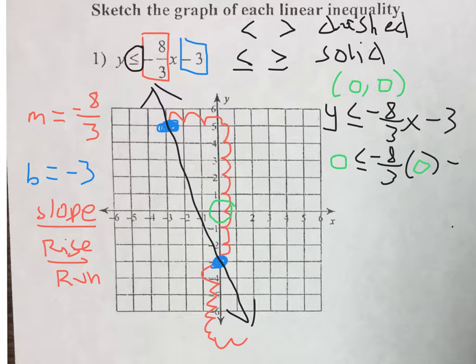And then minus 3. And when you get good at this, you can usually do this in your head, because 0 times anything is 0. So on the left side, you're still left with 0 is less than or equal to negative 8 over 3 times 0, which is just going to be 0. And then you still have minus 3. So now you're left with 0 is less than or equal to 0 minus 3, which is negative 3.